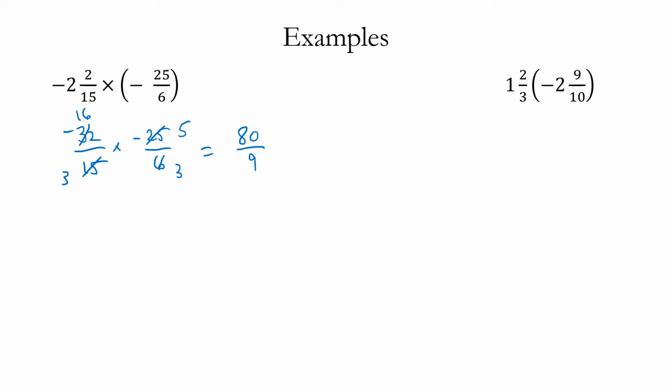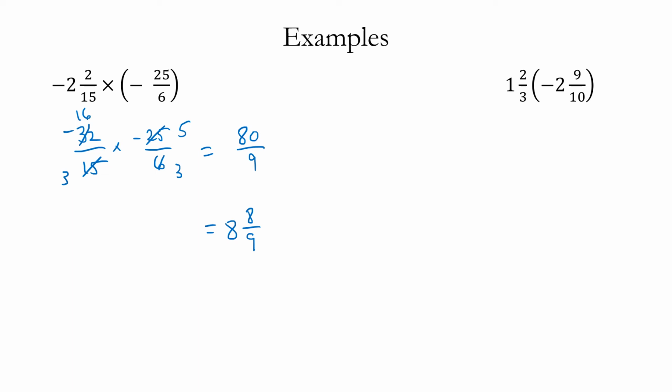Now, converting that back into a mixed number, I know that 9 goes into 80 8 times, so that's 8. And 8 times 9 is 72, so 72 plus that 8 will get me to 80, so 8 and 8 over 9. And I can double check this. 9 times 8 is 72, plus 8 is 80 over 9.